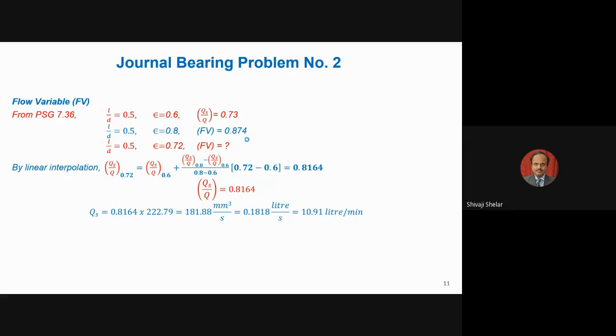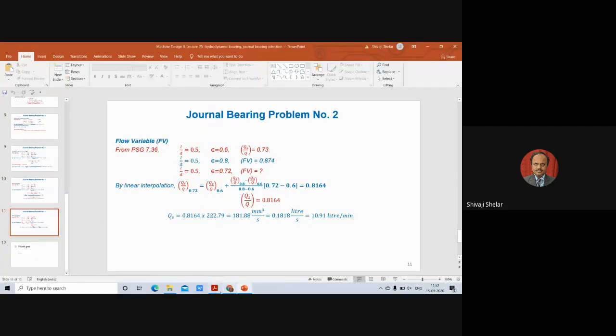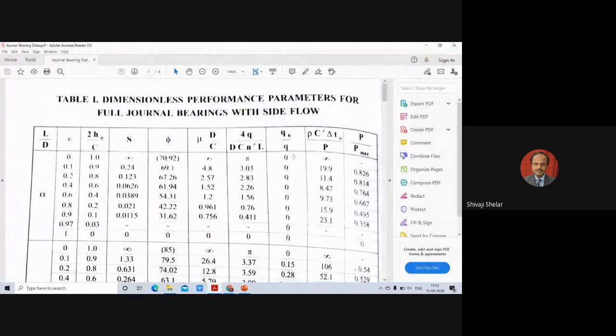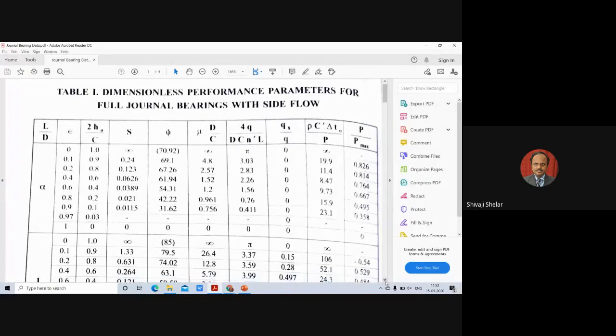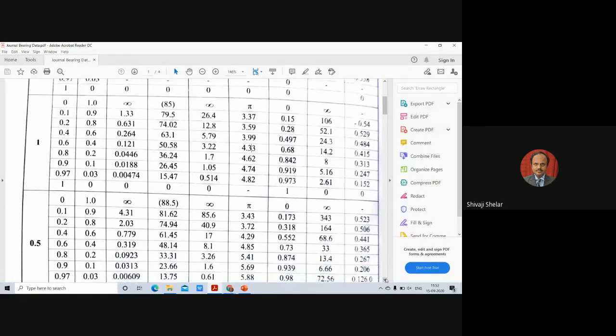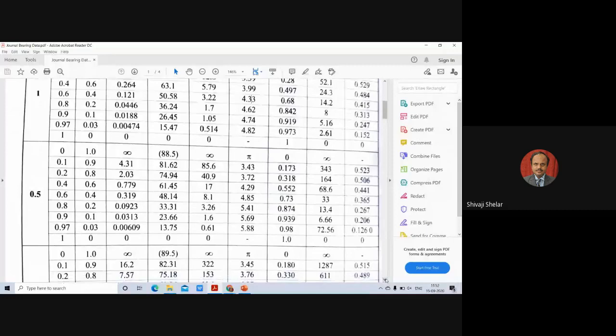Where it is in the column, I am showing that column also, so we can get those details properly. So this column is here, the QS by Q column for journal bearing. Now if your L by D is greater than 1, QS by Q, there is no side flow. No lubricant will come out theoretically. So there is zero flow and the QS by Q ratio is 0. When your L by D is equal to 1, the QS by Q values are small. You can see here these values are small. As your L by D ratio decreases, the QS by Q value increases.